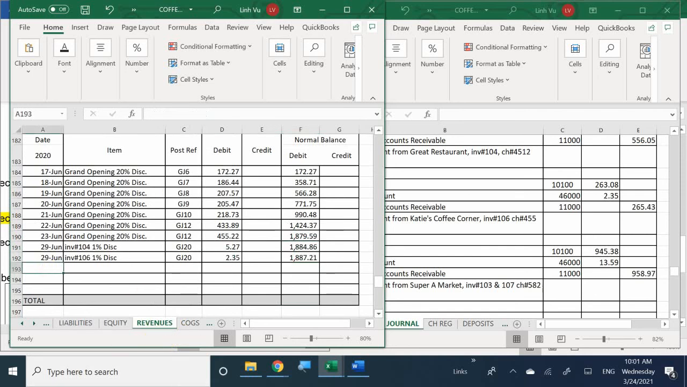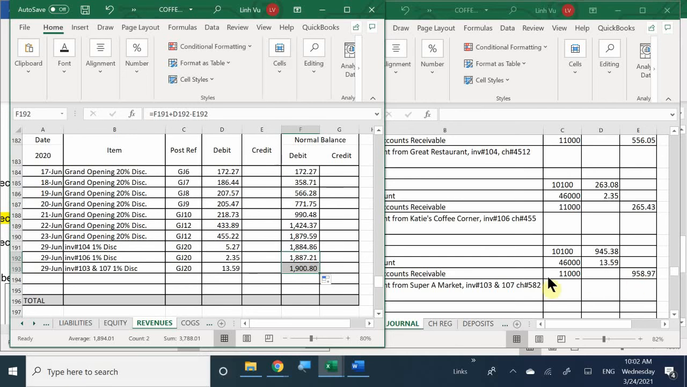Last but not least, we're going to go to our revenues. All right, here we're at sales discount. So the 28. Invoice number 103 and 107. 1% discount. General Journal 20 for the total of $13.59. Bringing my new account balance to be 1908.